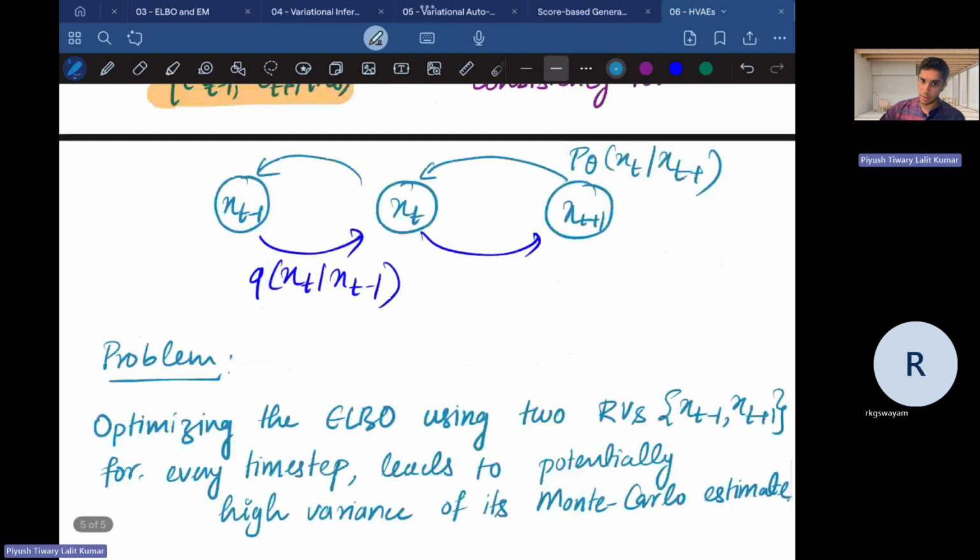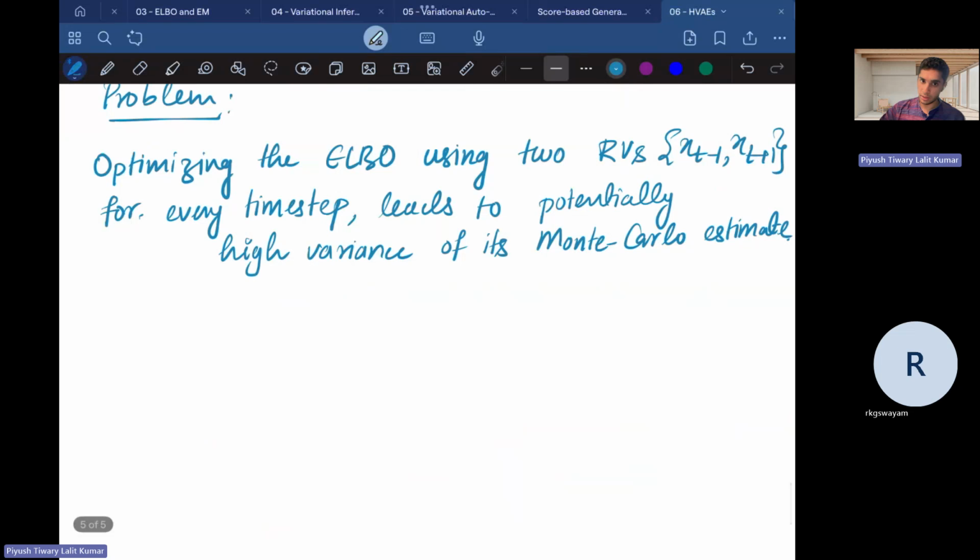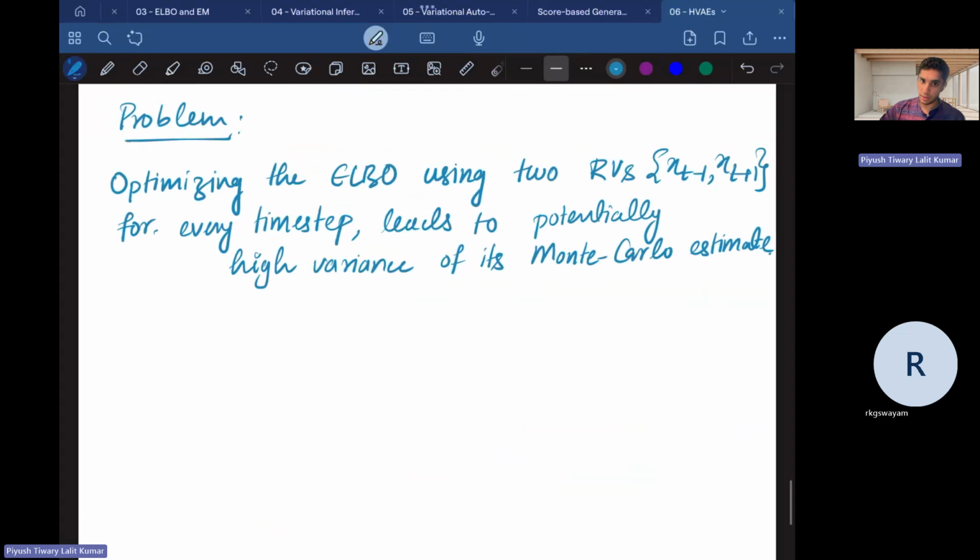And how much time is done? Okay, so a little above 30 minutes. This is the problem that is solved using yet another formulation of hierarchical VAEs that we will see. And from there, we will sort of switch to diffusion models.